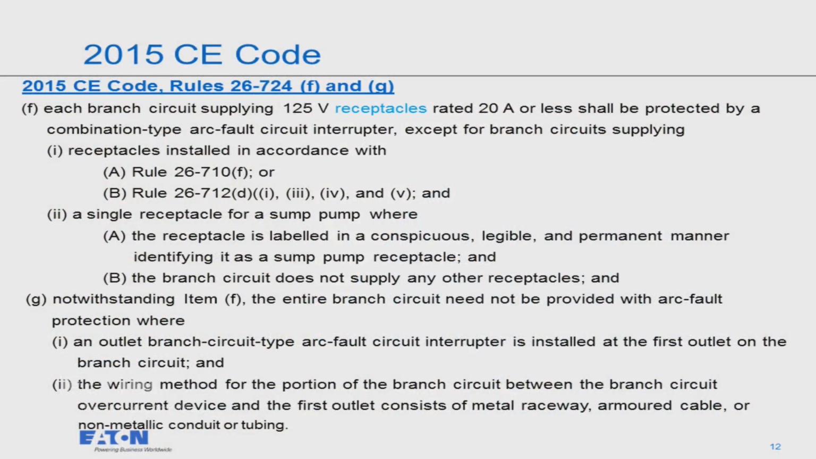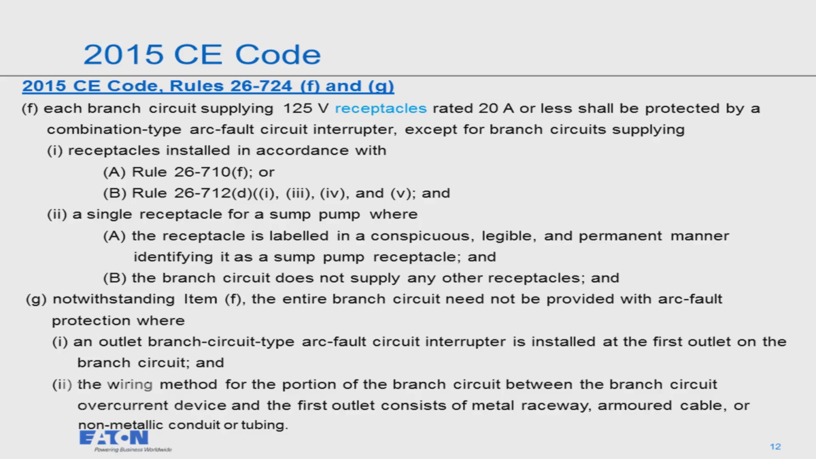Each branch circuit supplying 125 volt receptacles rated 20 amps or less shall be protected by a combination type arc fault circuit interrupter. When it says combination type, it's referring to the combination of the parallel arcs and the series arcs. It's not a combination of arc fault and ground fault. We refer to that as a dual purpose or dual arc fault, ground fault device, and we're getting away from using the word combination for that, because the code is written for series arcs and parallel arcs when you're talking combination type.